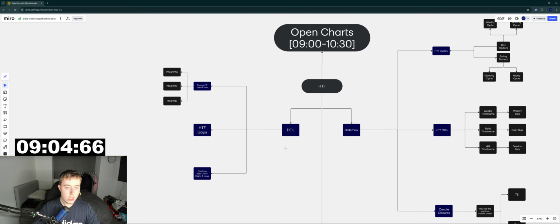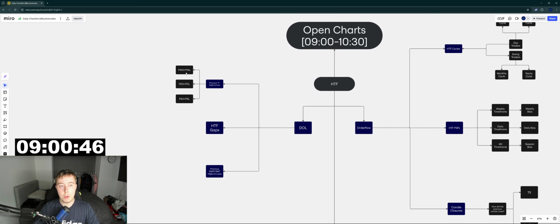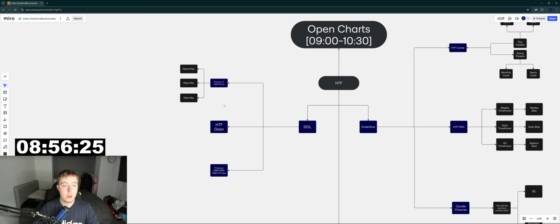So draws on liquidity, of course, previous X highs and lows. This means, for example, previous week high or low, previous day high or low, previous session high or low, and so much more. Okay, obviously it's fractal. It can be the previous micro session high or low. It just depends on what time frame you trade on.